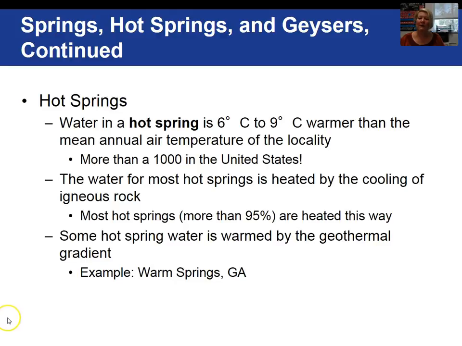Hot springs, by definition, is water that is 6 to 9 degrees Celsius warmer than your average annual air temperature of the location. And there's a lot of hot springs in the United States. Most of the time, this water is being heated by igneous rocks. Some hot springs are warmed by the geothermal gradient. An example of that would be Warm Springs, Georgia, where this geothermal gradient is steeper than normal.